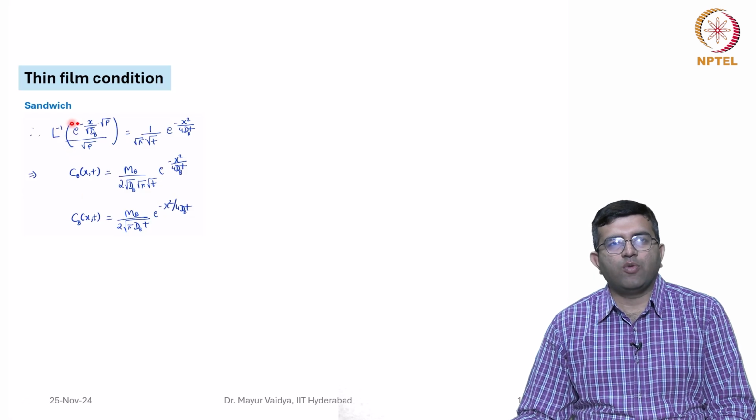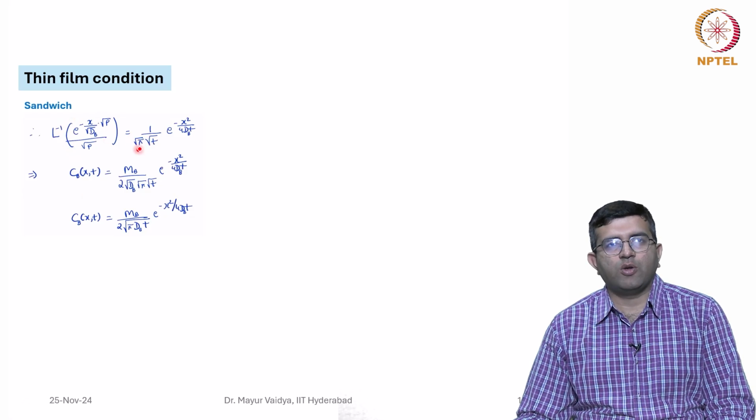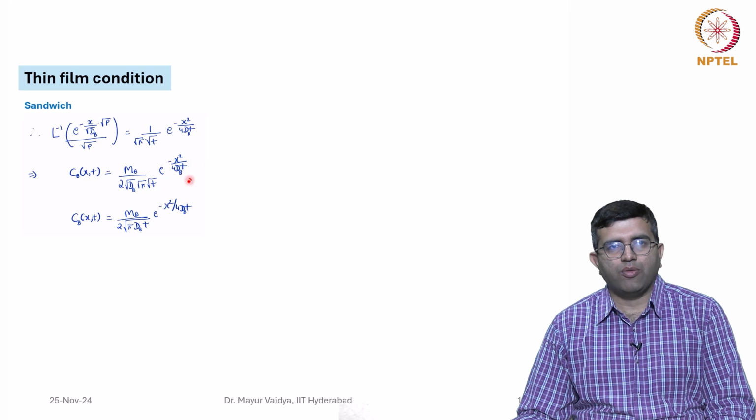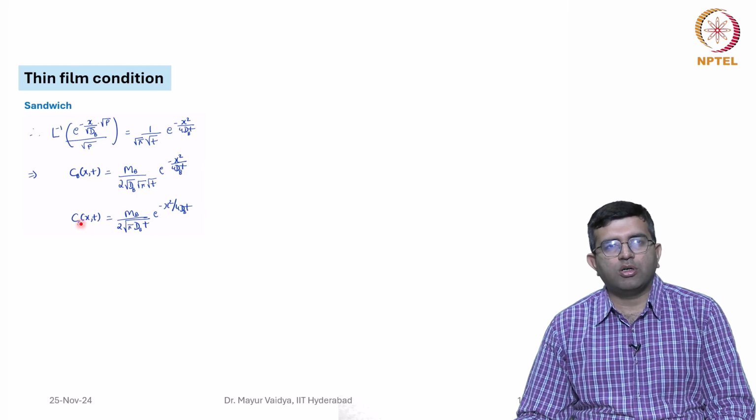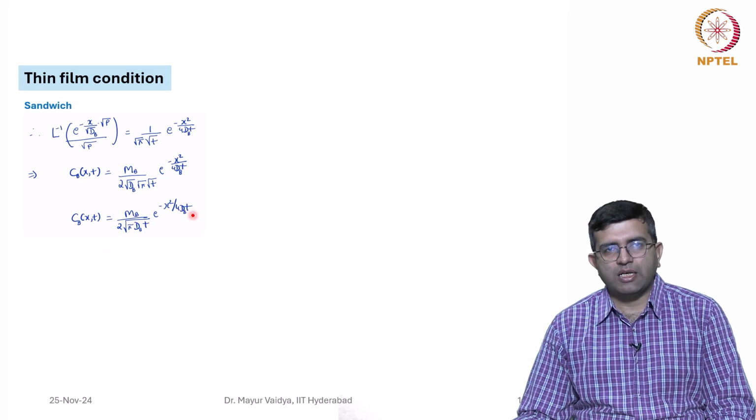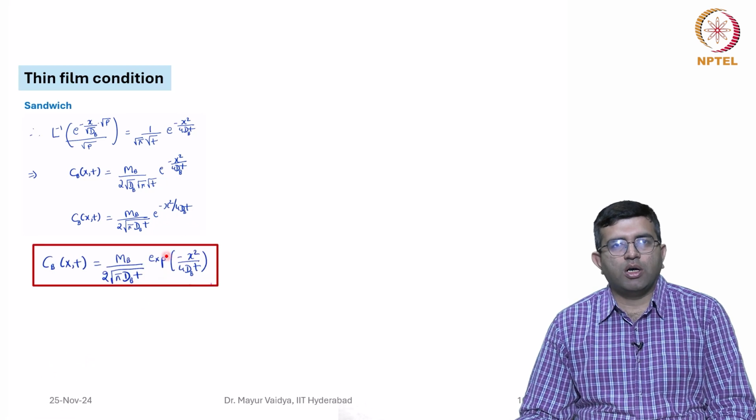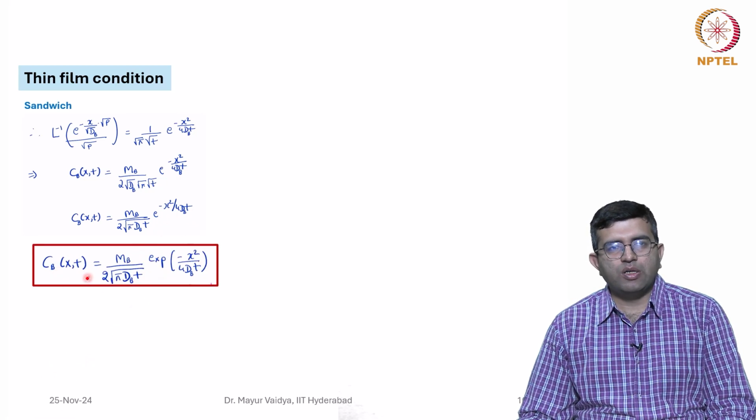So the inverse of this expression is 1 by root pi. As I said, that root pi I can take down, multiplied by 1 by root t e power minus x square by 4 D_B t. So therefore the C_B of x,t is equal to M_B by 2 root D_B root pi root t multiplied by e power minus x square by 4 D_B t. And I can write it better as C_B(x,t) = M_B by 2 root pi D_B t e power minus x square by 4 D_B t. So this is how the solution is written.